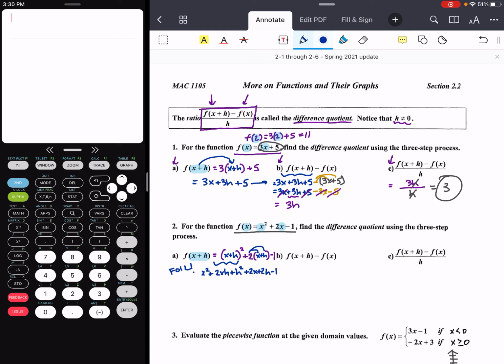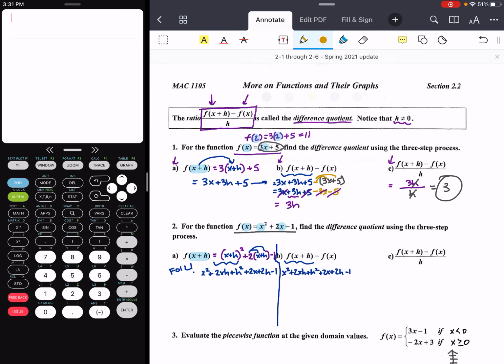All right, let me just draw a little boundary here to separate part A from part B. So for part B, now I want to calculate the numerator, f of x plus h minus f of x. So f of x plus h is going to be this whole string from part A. Notice that there are no like terms to combine. I'm just going to copy that whole part over. X squared plus 2xh plus h squared plus 2x plus 2h minus 1.